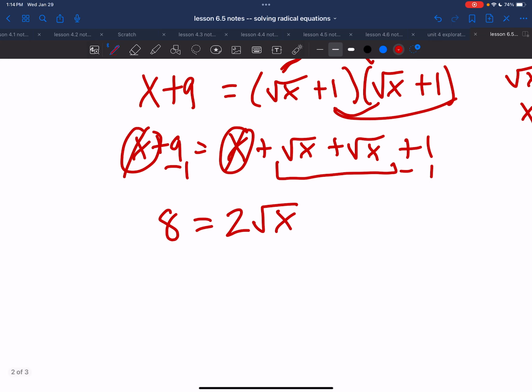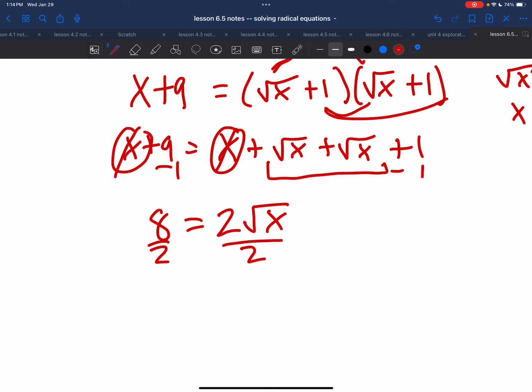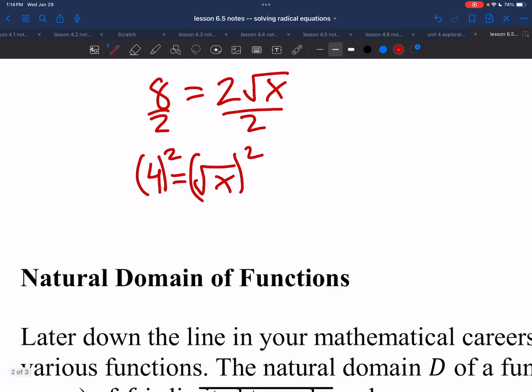You could get rid of that 2 pretty easily through division. Say that 4 equals the square root of x. And now you just say, oh, well, you have a square root, so square it. Square it. And you get 16 equals x. Yeah? And that is our answer.